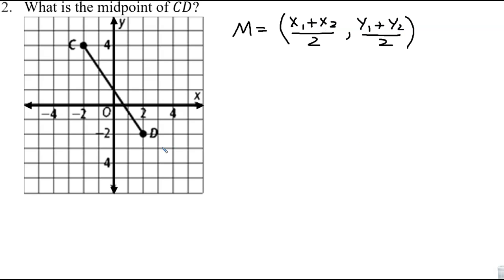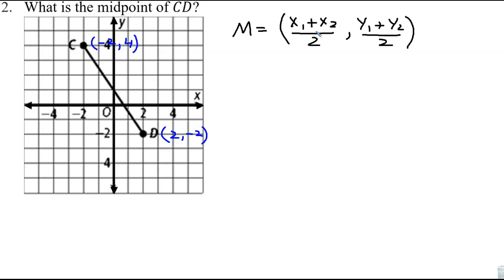Now with this one, let's make sure we know what our coordinates actually are. D looks like it's at 2 comma -2: over 2 in the x and down 2 in the y. And then C is at -2 comma 4. If the problem doesn't give those to me, I'm going to find those right off the bat so I have the numbers to work with. And then let's plug these in.